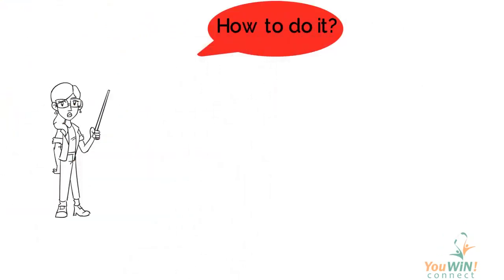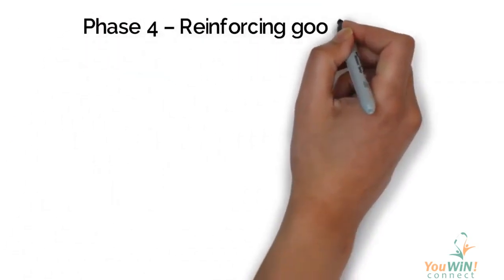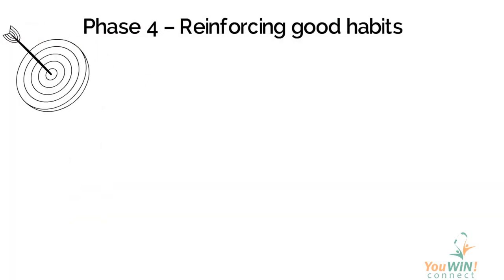How to do it? Use all communication channels of the frame. Hold an away day or outdoor activities. Use motivating incentives and rewards. Celebrate achievements. Phase 4. Reinforcing good habits. So what is the goal of reinforcing good habits?